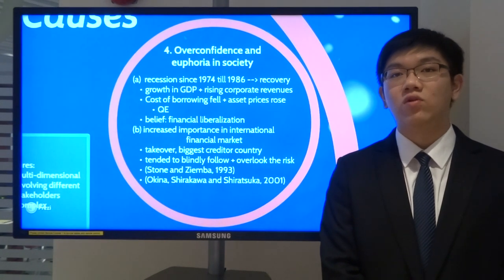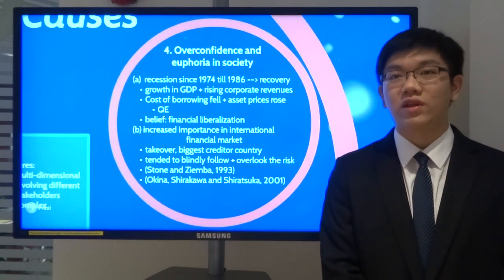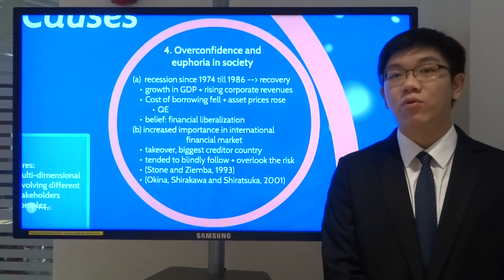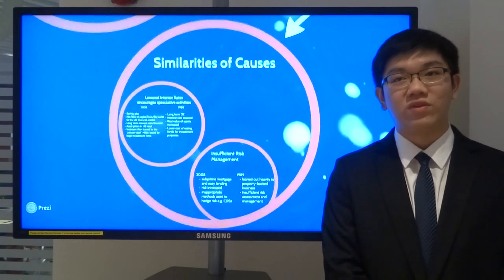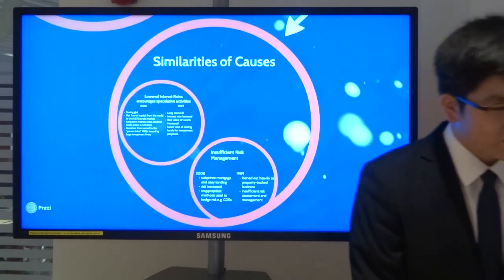People tended to blindly follow what others perceived and overlook the risk of investing. This further pushed asset prices and stock prices to a historically high level until the bubble burst. Moving on, we shall have Fiona to continue on the comparison of the causes in the two crises.